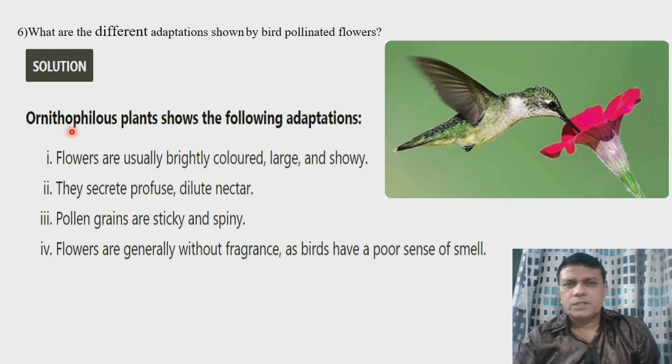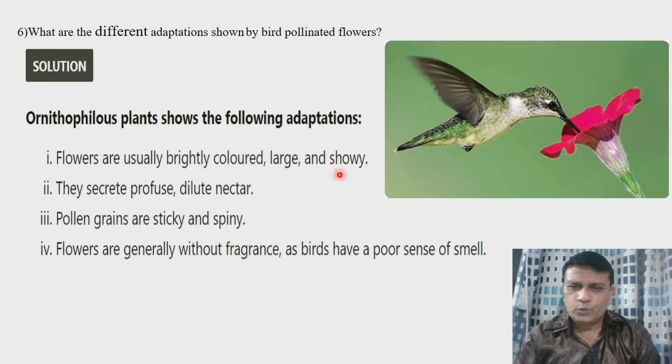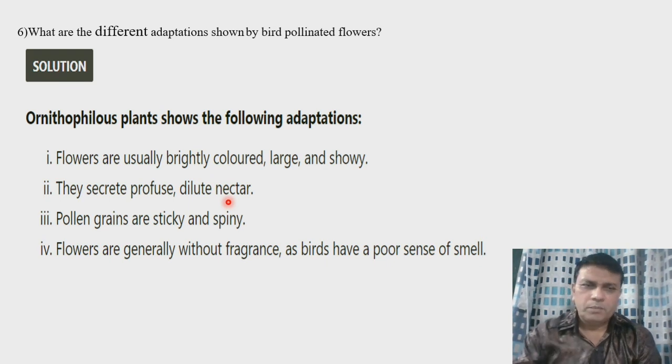Now the adaptations in ornithophilous flowers are, the first one is flowers are usually brightly colored, large and showy. That means they are bright in color and they are attractive as well as they are large in size. Then they secrete profuse dilute nectar. That means they produce a large amount of nectar and which is dilute. And you know that this nectar is used as food material by the birds.